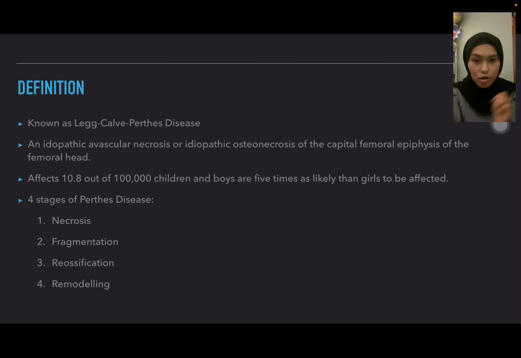So there are 4 stages of Perthes disease. The first stage is necrosis, the second stage is fragmentation, the third stage is reossification, and the fourth stage is remodeling.